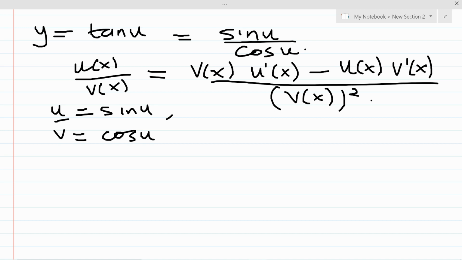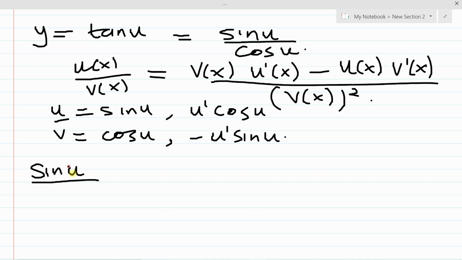So if I differentiate sine of u, I'll get what? U prime cos u. That is what we just discussed, that you differentiate it and multiply by cos u. Then if I differentiate the cos u, I get minus u prime sine u, right? So now let's put everything back in the general quotient rule.